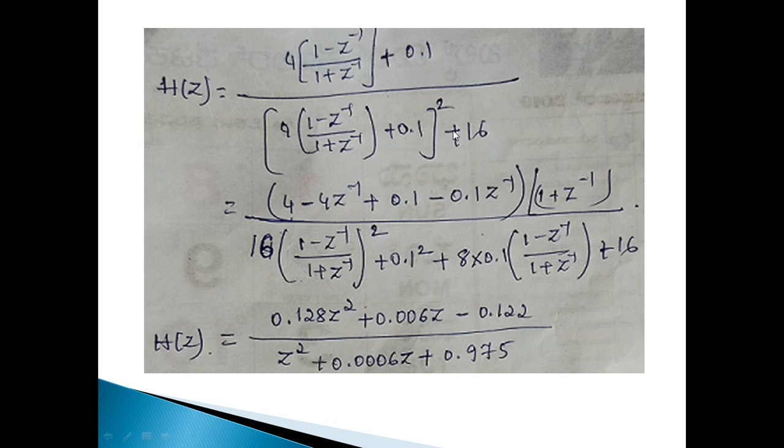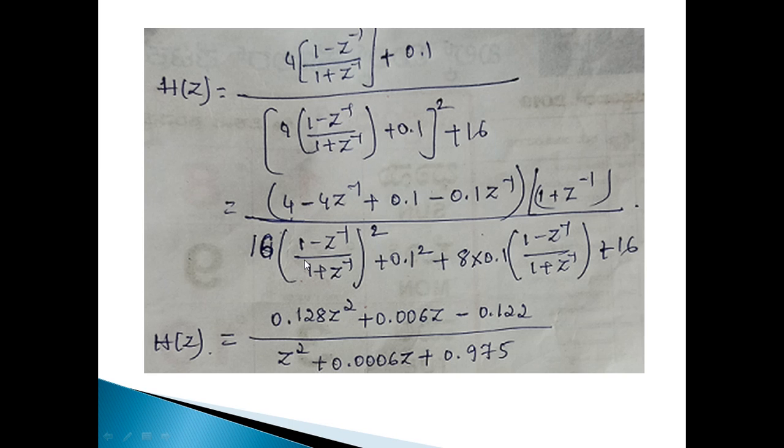And b square means 0.1 whole square. For 2ab, a is 4, b is 0.1, and the remaining term is (1 minus z inverse) divided by (1 plus z inverse), plus 16. So in the numerator we have taken an LCM as 1 plus z inverse. If I take the LCM and simplify, you get this term.